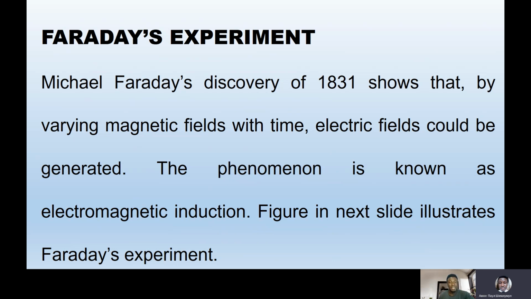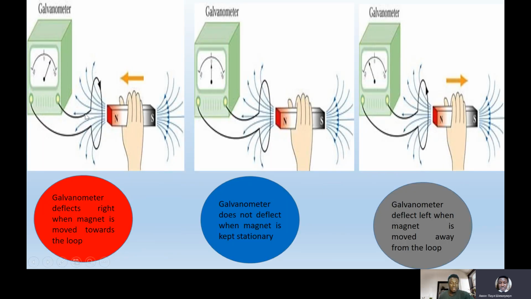Faraday's experiment explained this. Michael Faraday's discovery of 1831 shows clearly that by changing magnetic fields with time, electric fields could be produced. The phenomenon is known as electromagnetic induction. The figure on the next slide shows this.